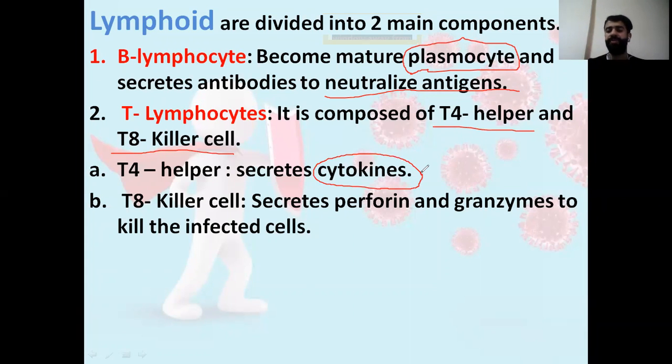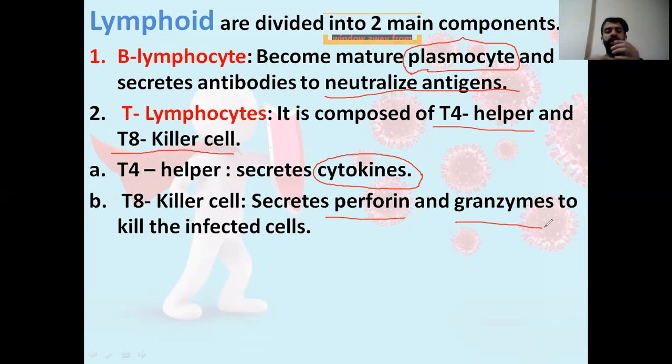They secrete two substances, perforin and the granzymes. What's the meaning of perforin? Remember when we talk about the T cells, they perforate, they cause perforation of the cells, they cause pores in the cells. These pores will lead to the destruction of the infected cell. So it causes pores, it causes perforation.